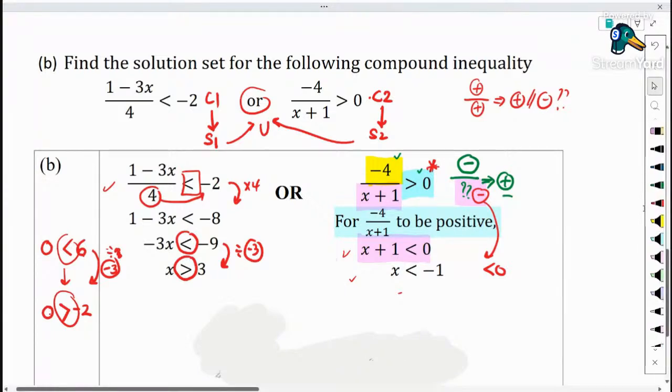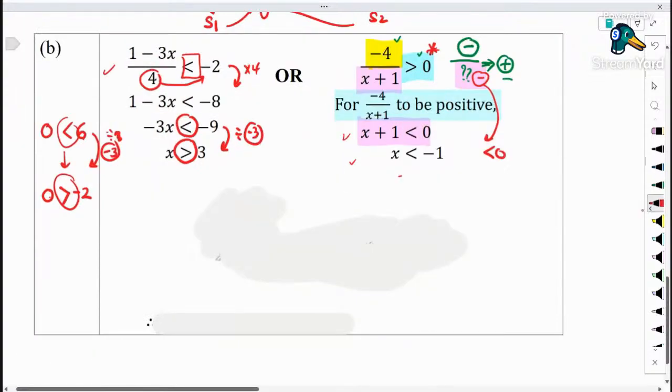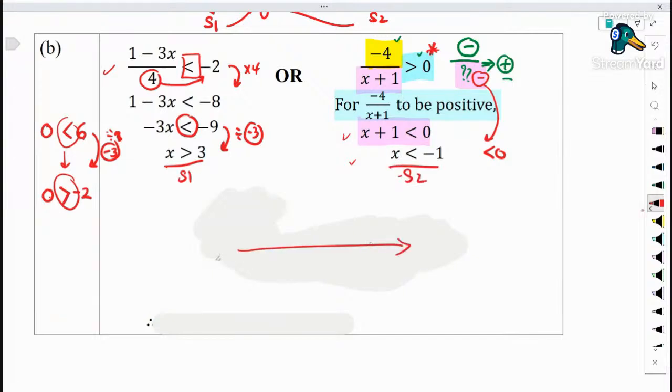And now I have solution 1 and solution 2. Let us draw a number line to put in the figures 3 and minus 1. So minus 1, 3. Draw greater than 3 and also less than minus 1. No matter which one you put on top or below, it doesn't matter. Let's say I have it as the case of greater than 3.